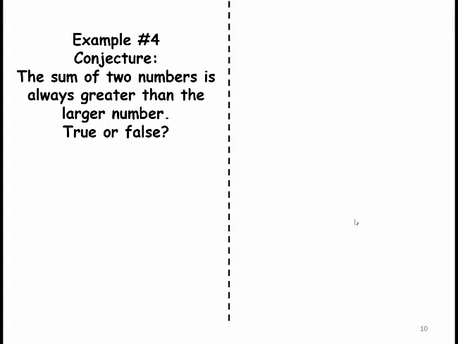All right, conjecture. Example number 4. Here's a conjecture. The sum of 2 numbers is always greater than the larger number. Is this true or false? Well, you would think that the sum, if you take 2 numbers, is always greater than the largest number in that sum. Well, look at this.